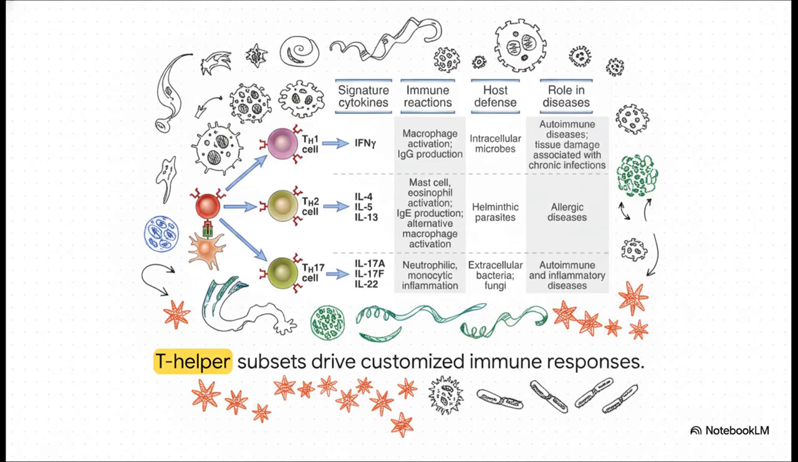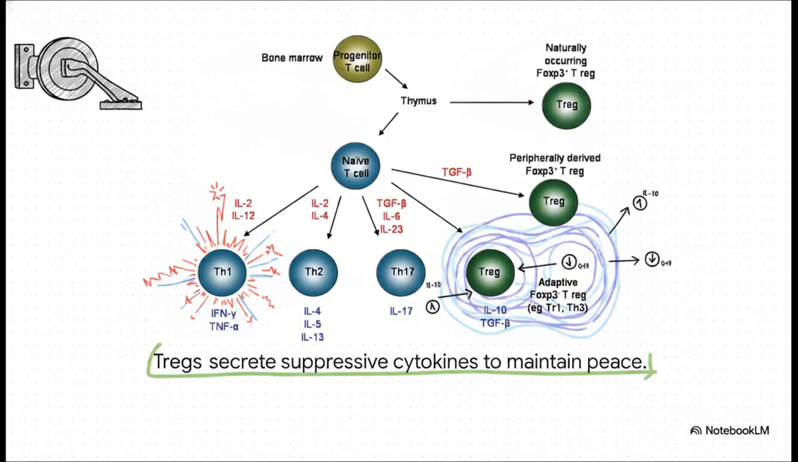The bottom path is Th17, which uses IL-17A to recruit neutrophils to destroy extracellular bacteria and fungi, while also playing a major role in various autoimmune conditions. It's an incredibly customized response system, but obviously, it comes with very high stakes. With all this lethal, custom-tailored firepower, we absolutely need a way to hit the brakes.